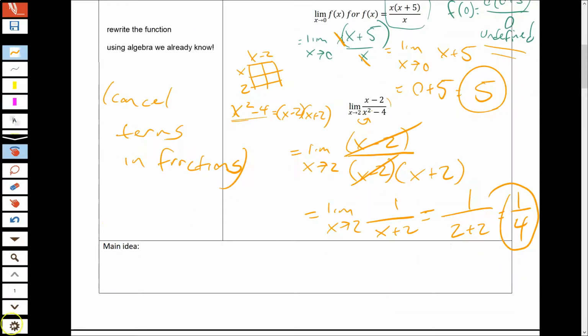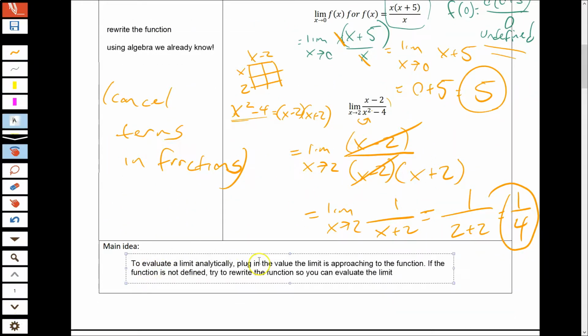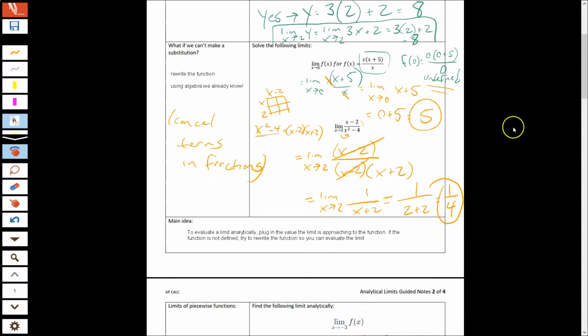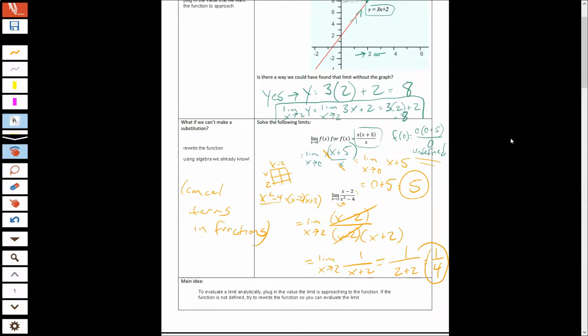So our main idea here is that to evaluate these limits, we plug in the x value, right? And if the function is not defined at the x value, we can try to rewrite the function so that we can evaluate. This is a great time to pause and make sure you've captured all of the notes on this page, and we're going to move on to another example in a second.